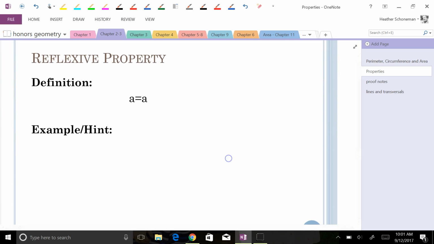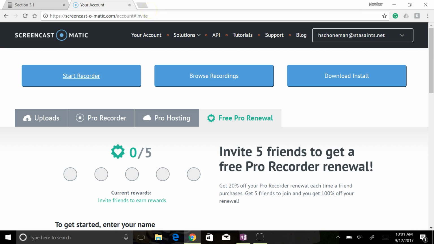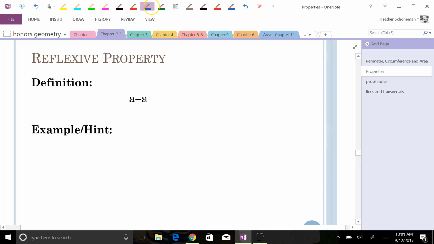The reflexive property says that a number equals itself. This seems kind of silly right now, but we're going to use this a lot later on when we do geometric proofs. So we could say that 9g equals 9g.